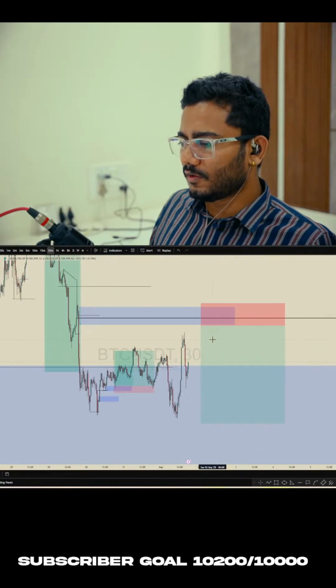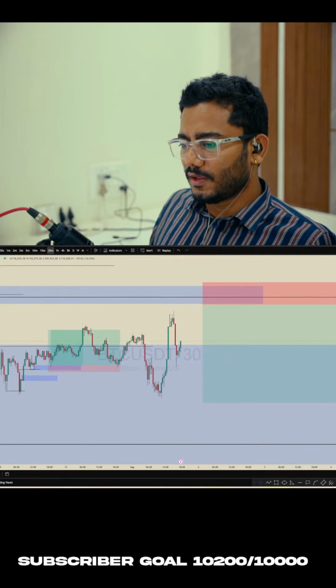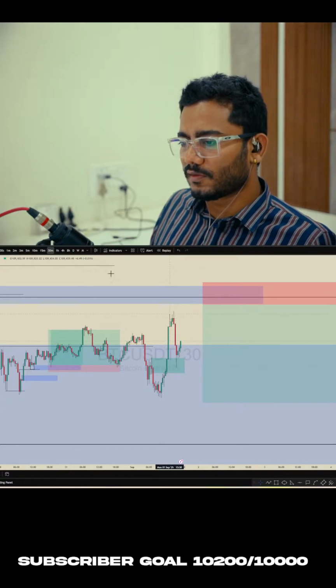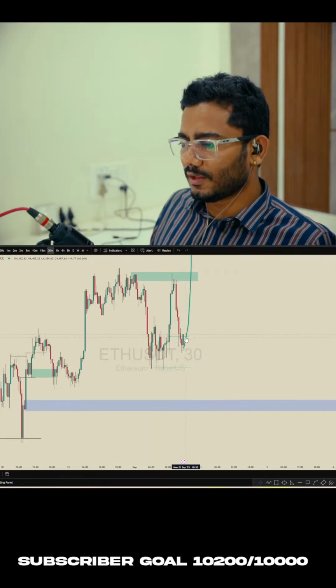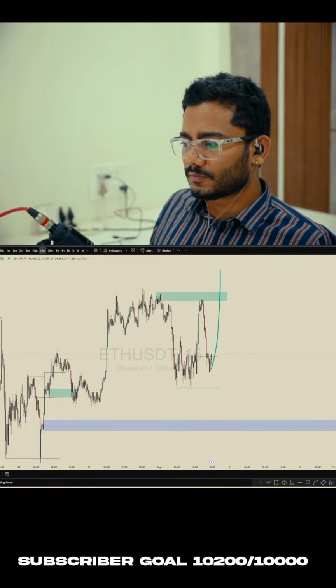Because BTC is also doing the same, because it has reacted from this breaker block which took out the liquidity. This high candle took out the liquidity and then gave a structure break. Price fulfilled this and continued to upside. So something like this can happen on Ethereum.